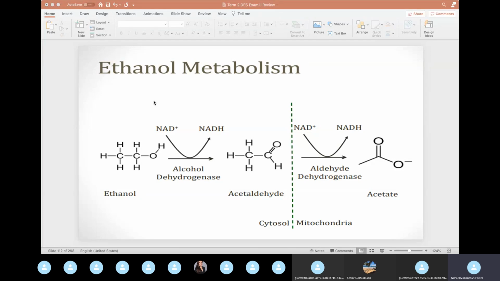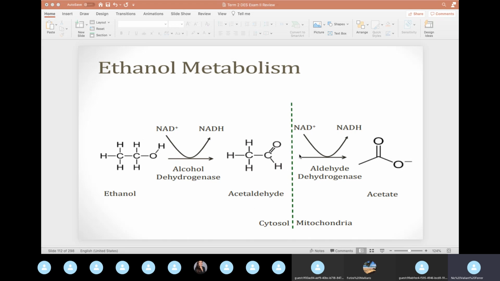Again, high yield, put a star here, ethanol metabolism. For ethanol metabolism, ethanol is converted to acetaldehyde via alcohol dehydrogenase. Remember, we need that NAD+. So if you deplete NAD+ in alcoholics, you cannot undergo glycolysis. So you can decrease gluconeogenesis. All of your acetyl-CoA is going to go to ketone production. All of the pyruvate can go to lactic acid production.